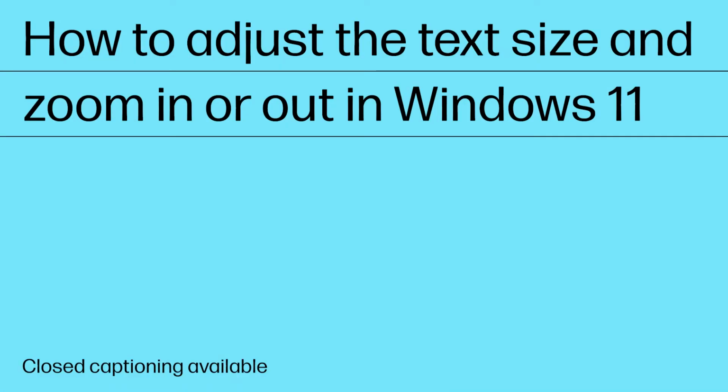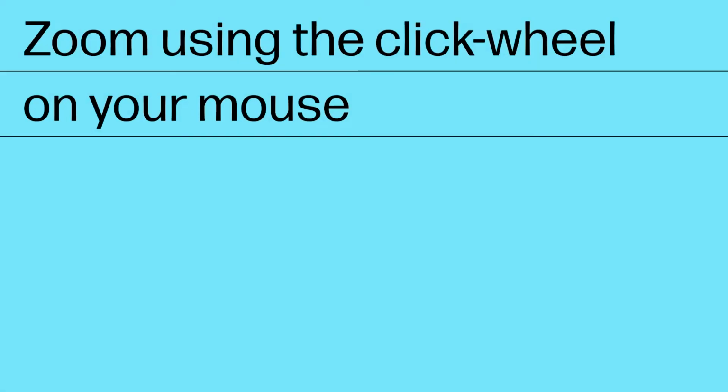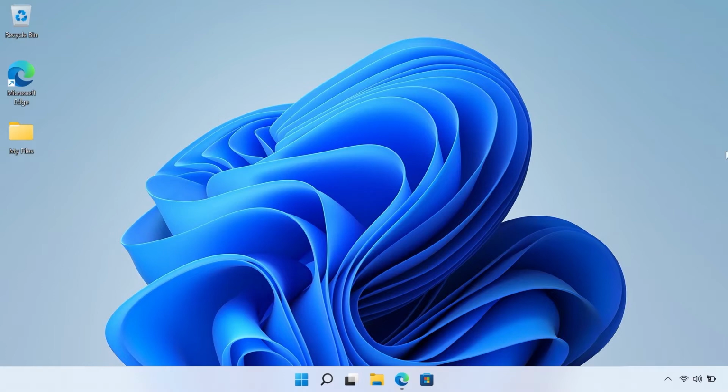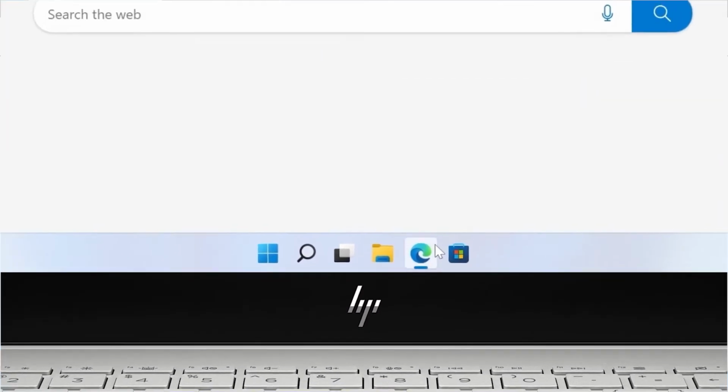How to adjust the text size and zoom in or out in Windows 11. Zoom using the click wheel on your mouse. Click anywhere on the Windows 11 desktop or open the web page you want to view.